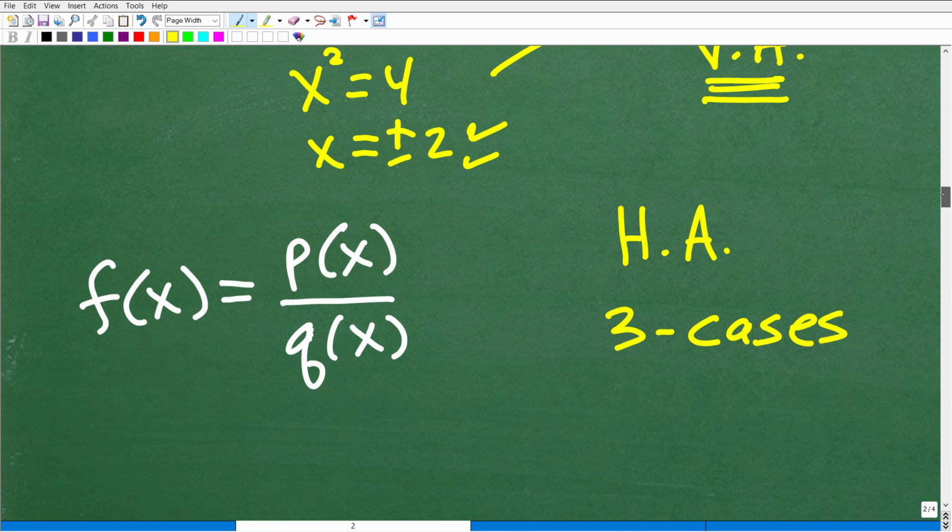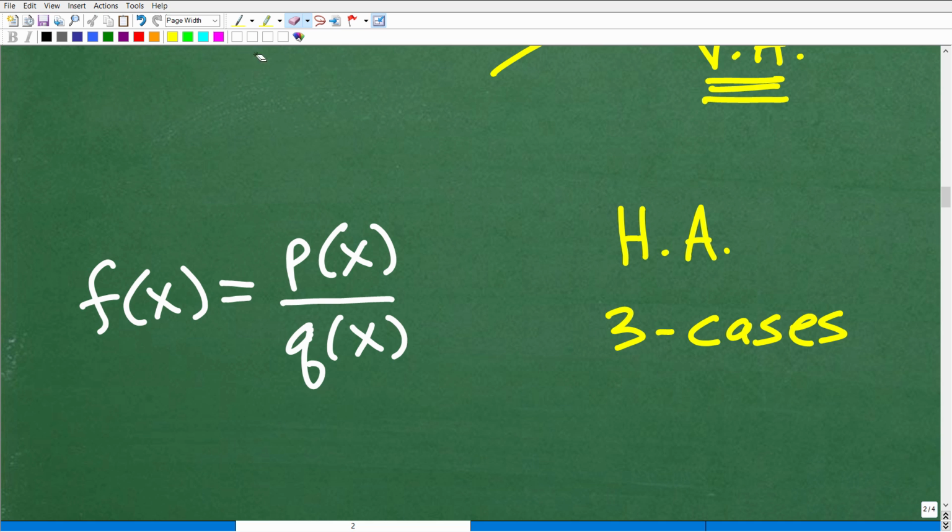Now let's go ahead and get into horizontal asymptotes. And horizontal asymptotes are a little bit more involved in terms of how to find them. So here again, we have our function. And to find the horizontal asymptote, basically there's three cases. What we're going to have to do is compare the powers or the degrees of the functions in the numerator to the denominator. We're looking for the highest power or the degree, and that's going to tell us what type of horizontal asymptote we have.